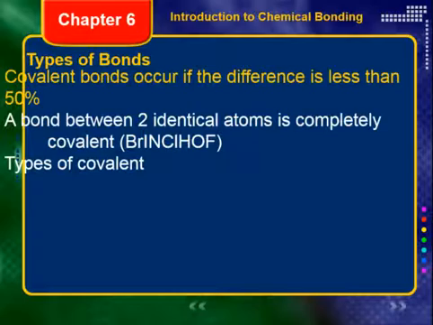Now, this is a mnemonic that I have listed here, Brinkelhoff. This is a mnemonic that allows you to remember easily the 7 elements that form diatomic molecules. That means that if you find pure bromine, pure iodine, pure nitrogen, pure chlorine, pure hydrogen, pure oxygen, or pure fluorine in nature, it's not going to be a single atom of that element.